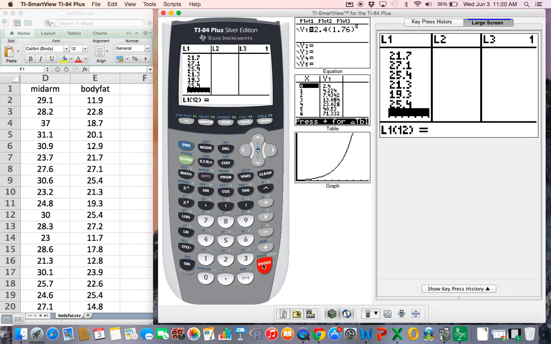25.4, 27.2, 11.7, 12.8, 23.9, or 23.9, 22.6.